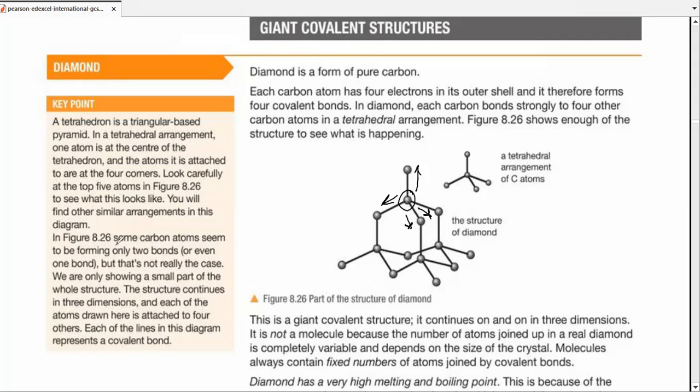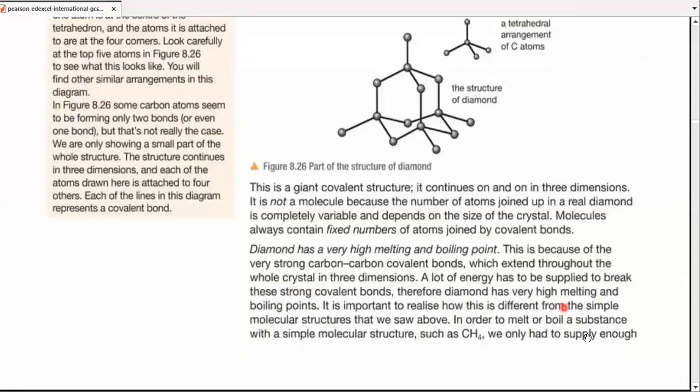Again, figure 8.26, some carbon atoms seem to be forming only 2 bonds or even 1 bond. That's really not the case. We're showing a very small part of it. The whole structure has every carbon making 4 bonds each, all single covalent bonds to 4 other carbon atoms, and the structure in its entirety goes on with the same number of bonds. So let's move on.